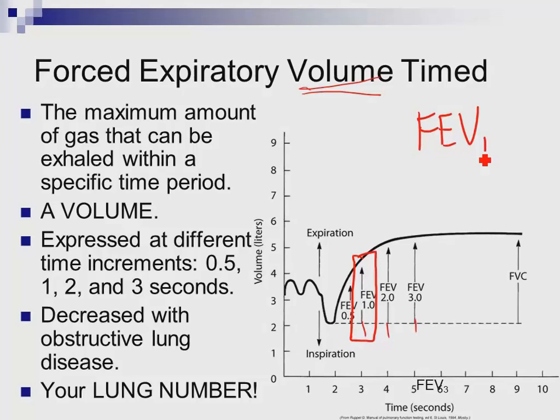This is called your lung number. Just like a person with hypertension watches and monitors their blood pressure, just like a diabetic would monitor their blood sugar, or more commonly something called the hemoglobin A1C, patients with lung disease, we track their FEV1.